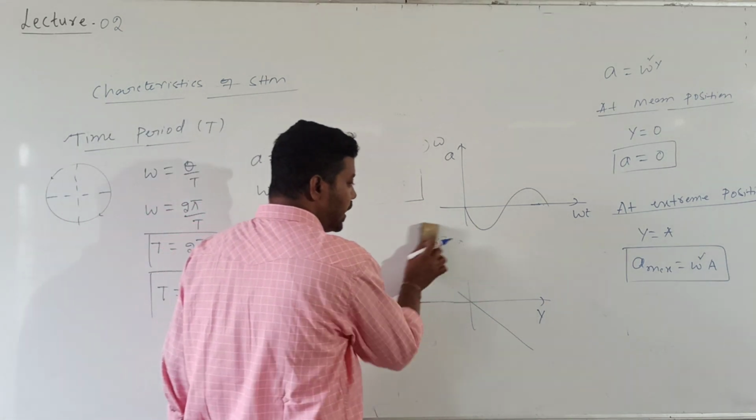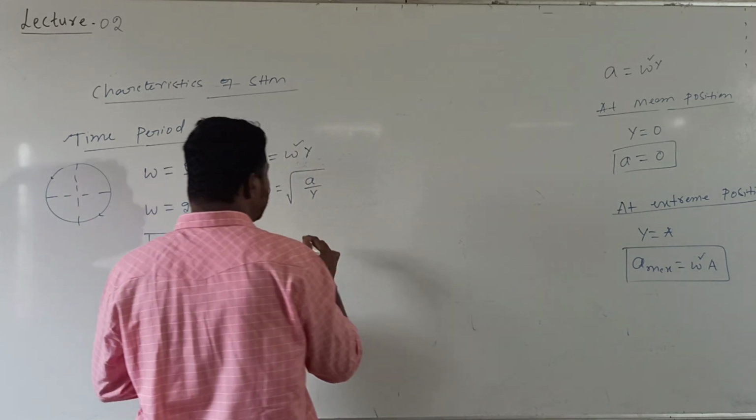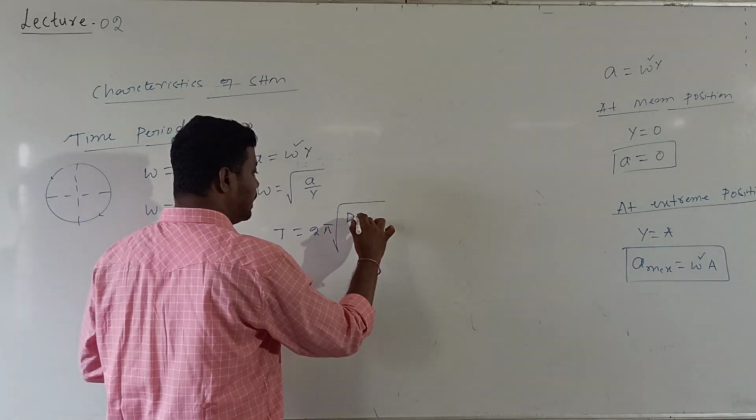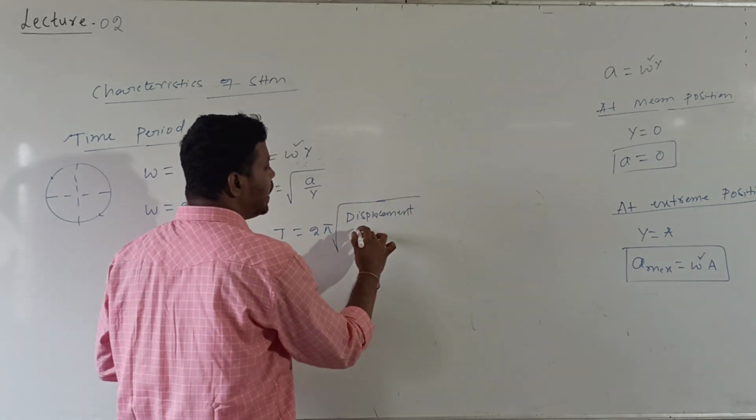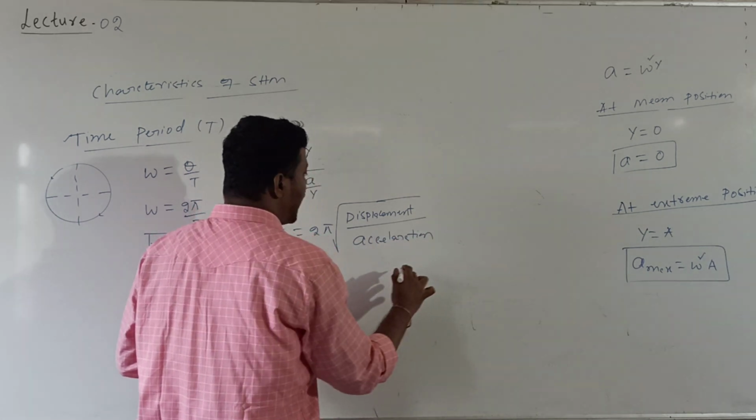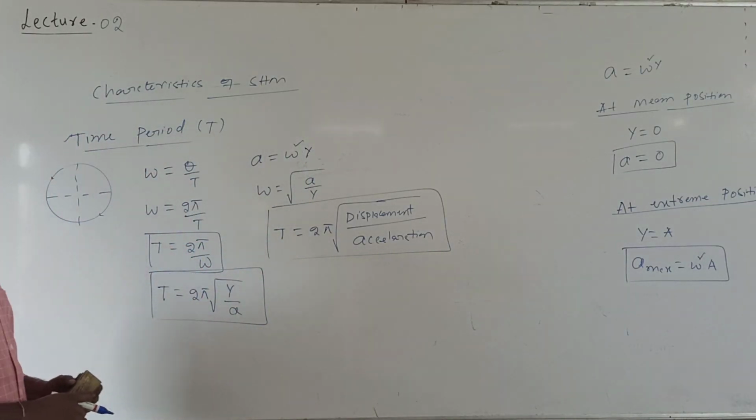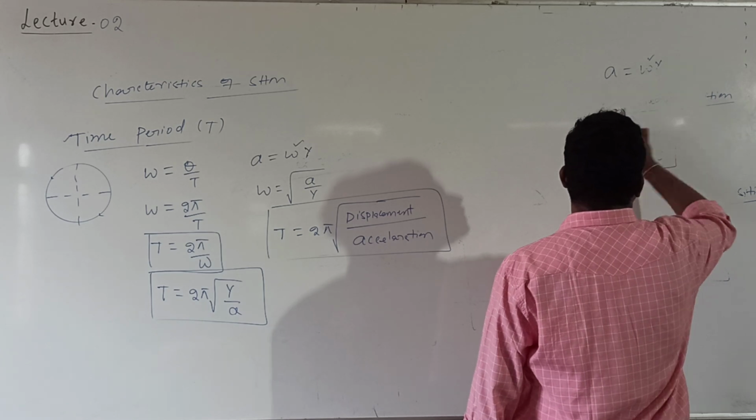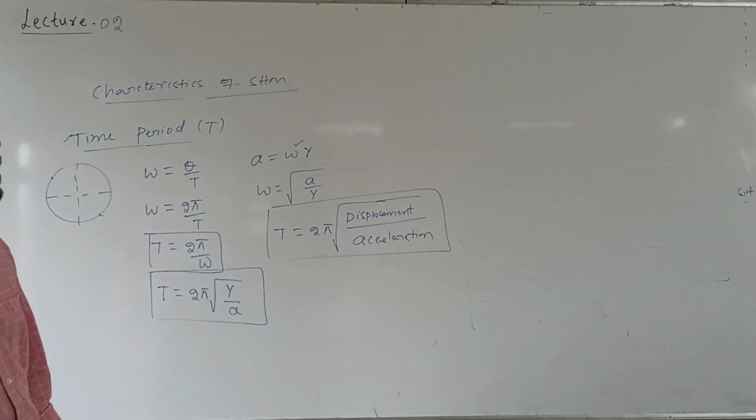Whenever a particle is executing SHM, the time period is given by 2 pi into, so what is the expression? 2 pi into root over y, that is displacement, divided by a, that is acceleration. So to calculate the time period, it is 2 pi times root over displacement by acceleration. This is the expression for the time period of a particle executing simple harmonic motion.